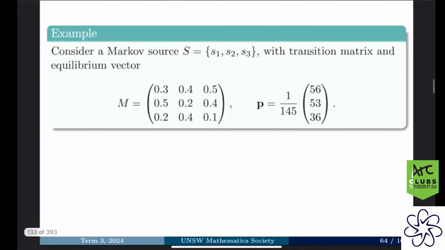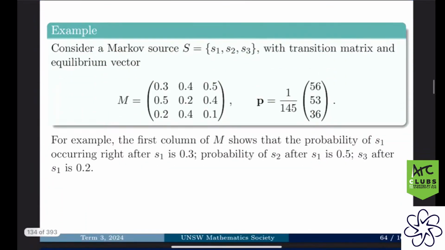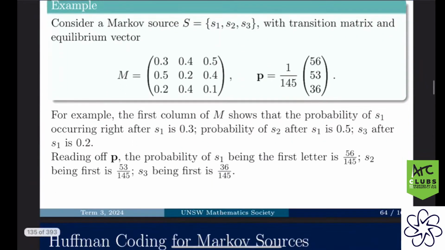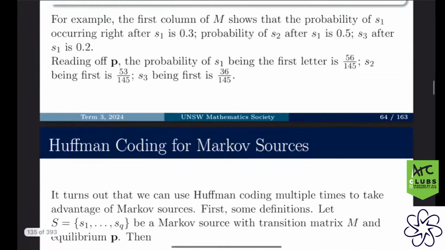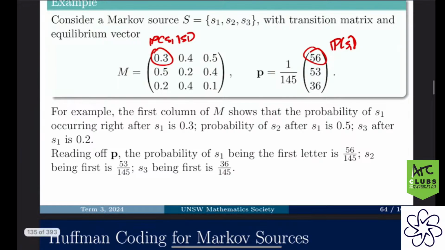Here is a Markov source with an equilibrium vector. We've gone through this. I guess maybe I'll just label these. This is the probability of S1 given S1, and this is maybe the probability of S1, is how I'd write that. Cool. Combined with the coefficient at the front. So yeah.